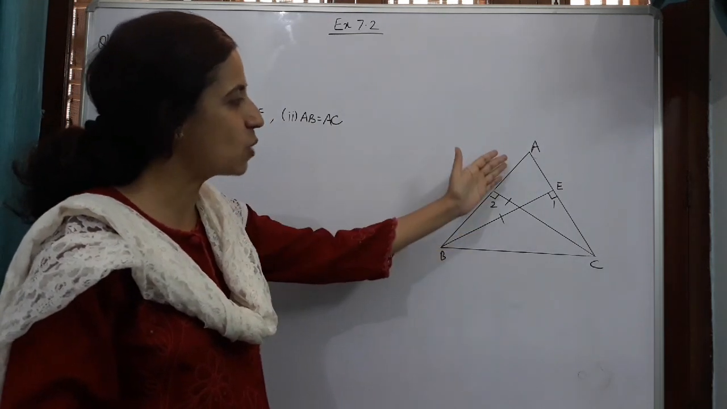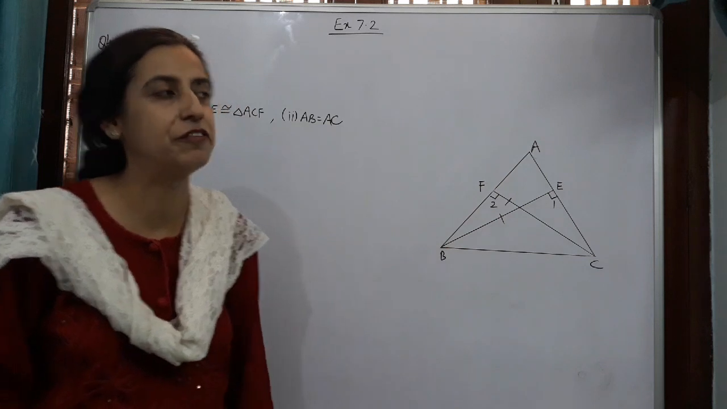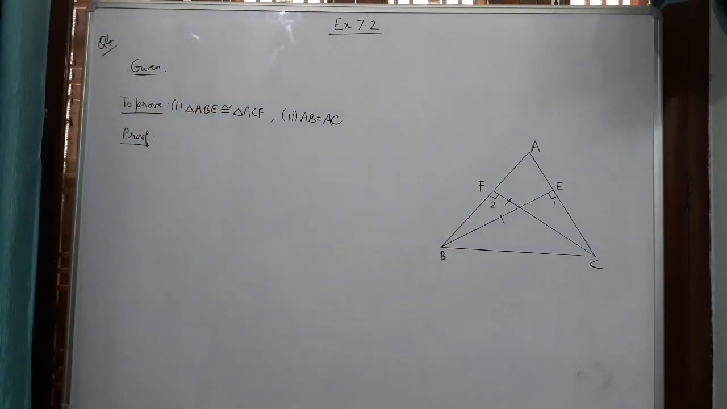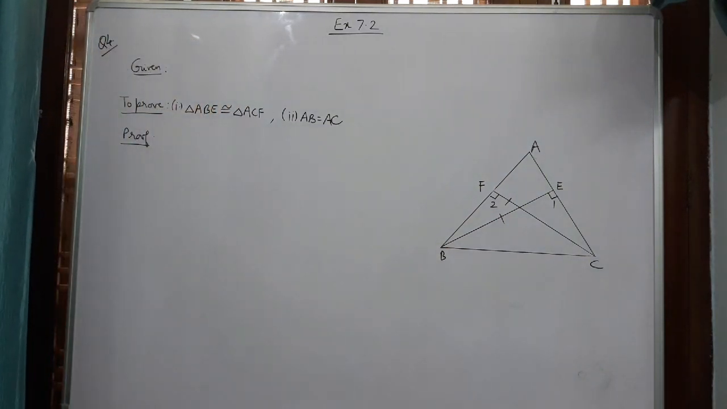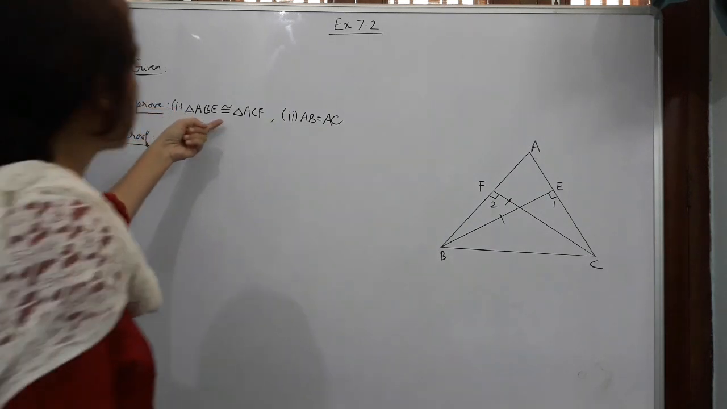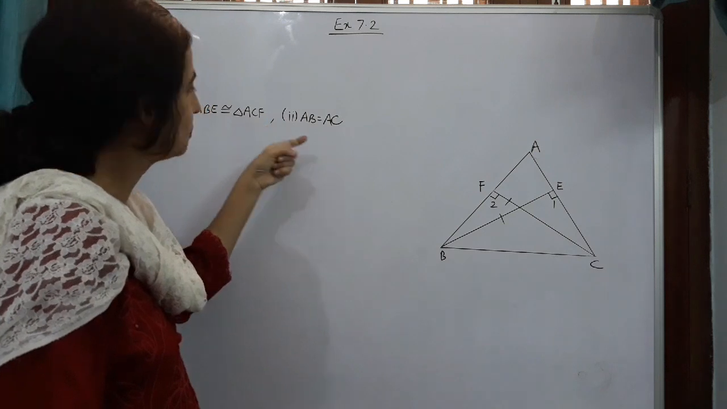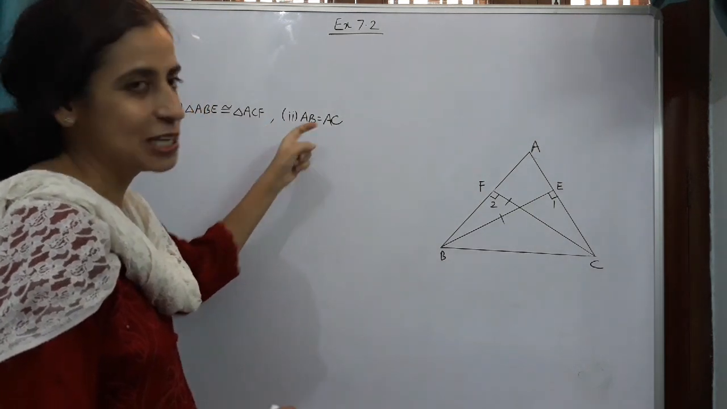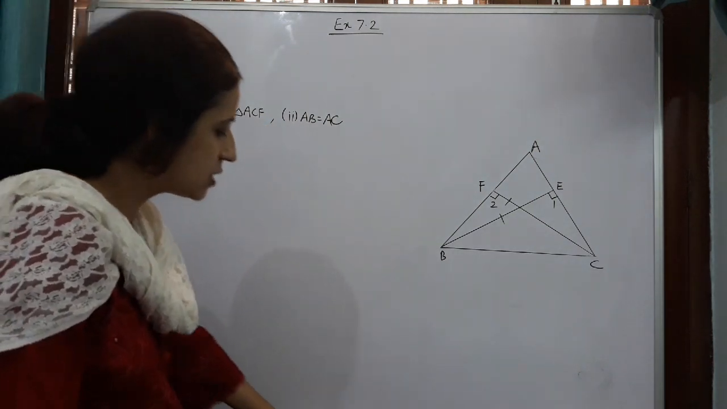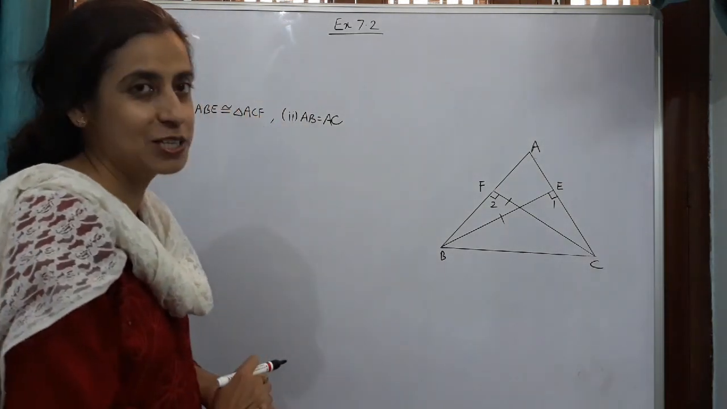Figure is given to us in this question. So draw the figure. In this question, it is said that ABC is a triangle in which the altitudes BE and CF, two sides AC and AB, are equal. Then we have to prove that triangle ABE is congruent to triangle ACF and AB is equal to AC. Now this is just the converse of the previous question.